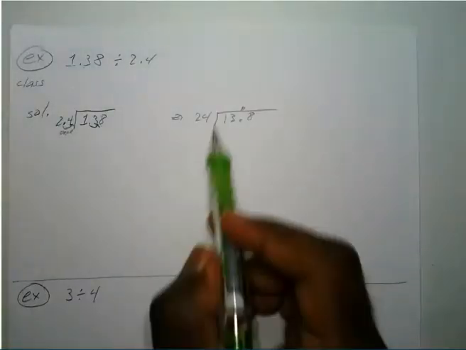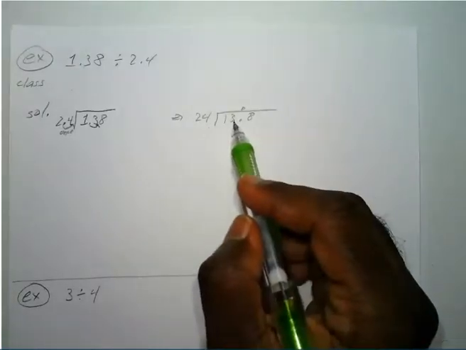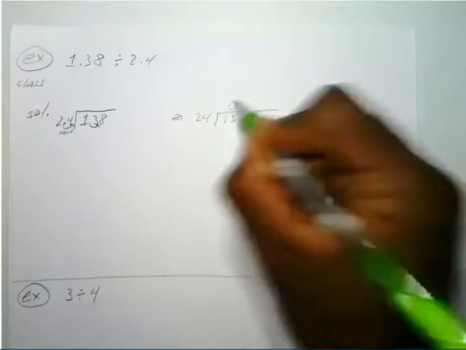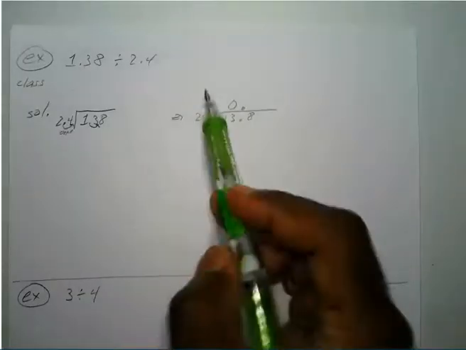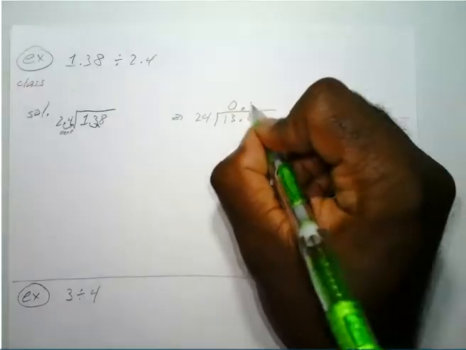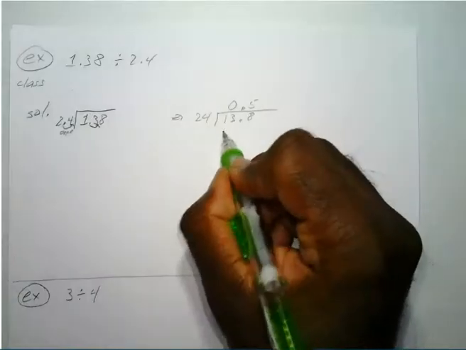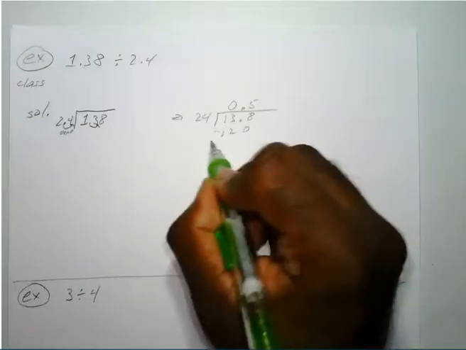Okay, so now we just divide this like normal. 24 goes into 13. It doesn't, so we put a 0 there. 24 goes into 138 5 times. 24 times 5 is 120. And we go ahead and subtract.